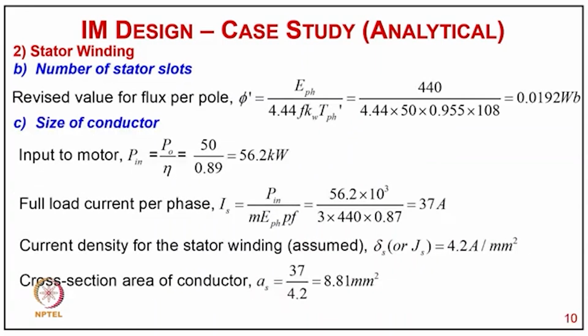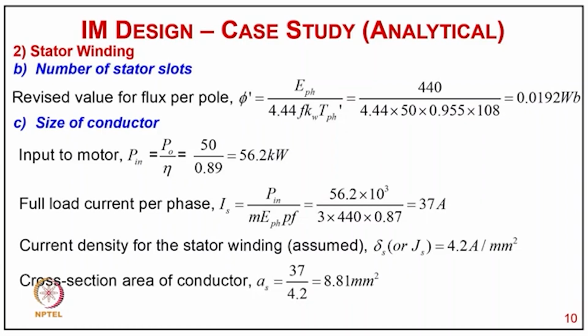Now coming to the revised value of flux per pole, because this design is an iterative method and some of the parameters really depend on the geometry and logic. Because of this, we have to come out with an integer number of conductors and so on, so we have to revise the flux also. E phase, your number of turns are revised. So E phase divided by 4.44 F K W into T phase dash, putting the value, it comes to 0.0192 Weber.